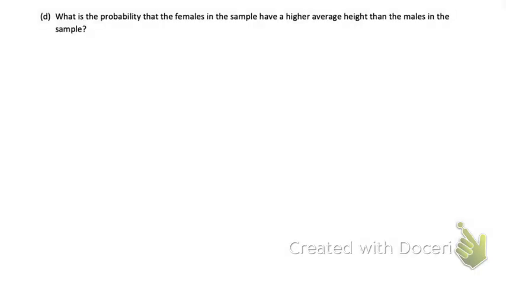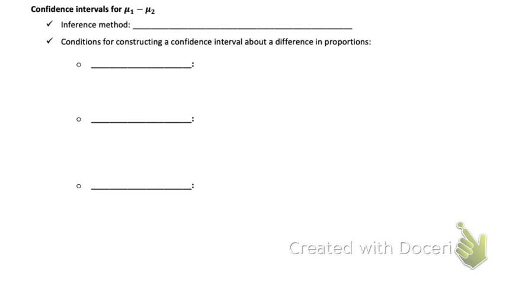Now, confidence interval for the difference. Well, we gotta be pretty confident on that. This is your fourth inference procedure. It is a 2 mean t interval. You gotta be pretty sure.